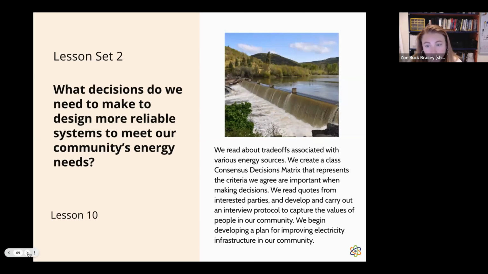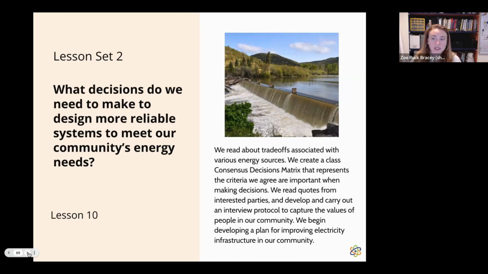in this lesson, we're really thinking about trade-offs, what decisions we need to make to design more reliable systems to meet our community energy needs. We're going to read about trade-offs associated with certain energy sources. And these trade-offs are really tricky. There are not simple solutions.